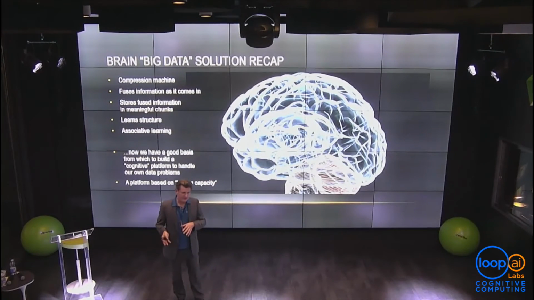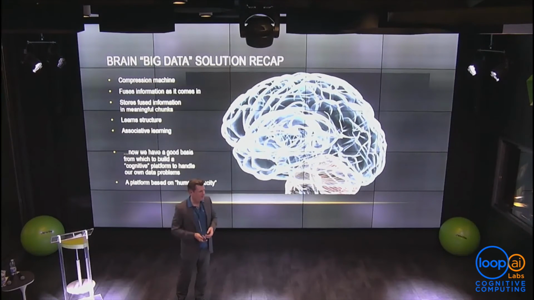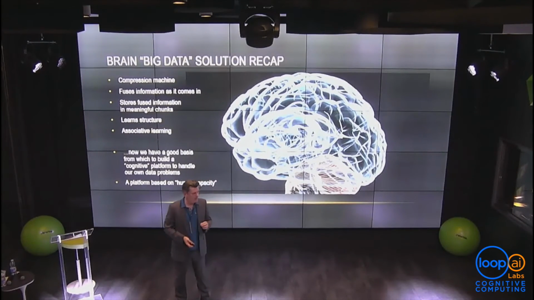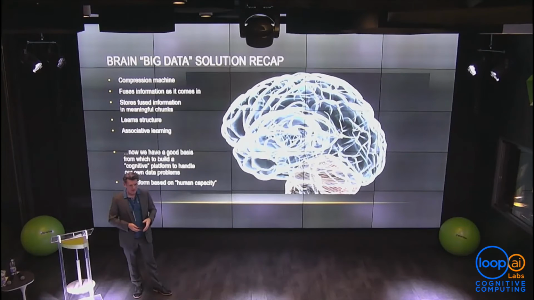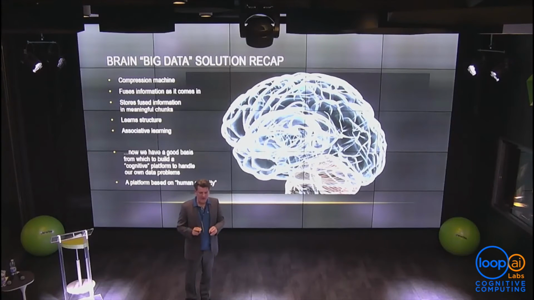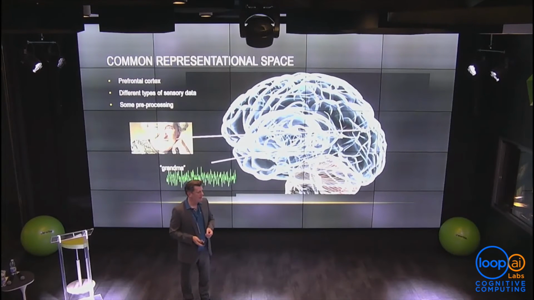And because of this, it is able to do what we call associative learning, where you're able to learn that things happen together. You can make a model to predict how the world's going to work. So from these fundamental principles, we now have a good basis to build a cognitive platform that takes these principles and can handle our own big data problems, not just on the kind of sensory information that the brain uses, but really any kind of information. So it's a platform based on human capacity, and I'll explain in the next talk a little bit more about what I mean by human capacity.